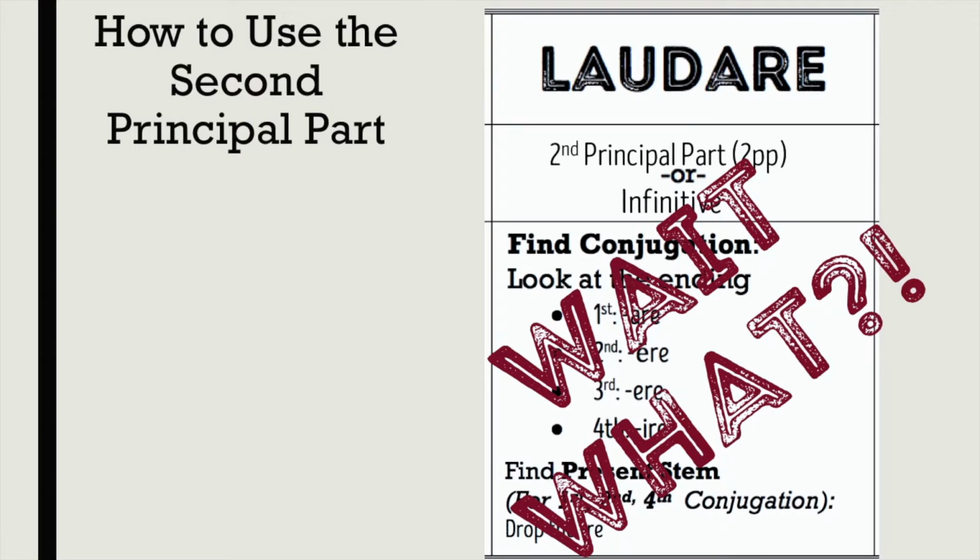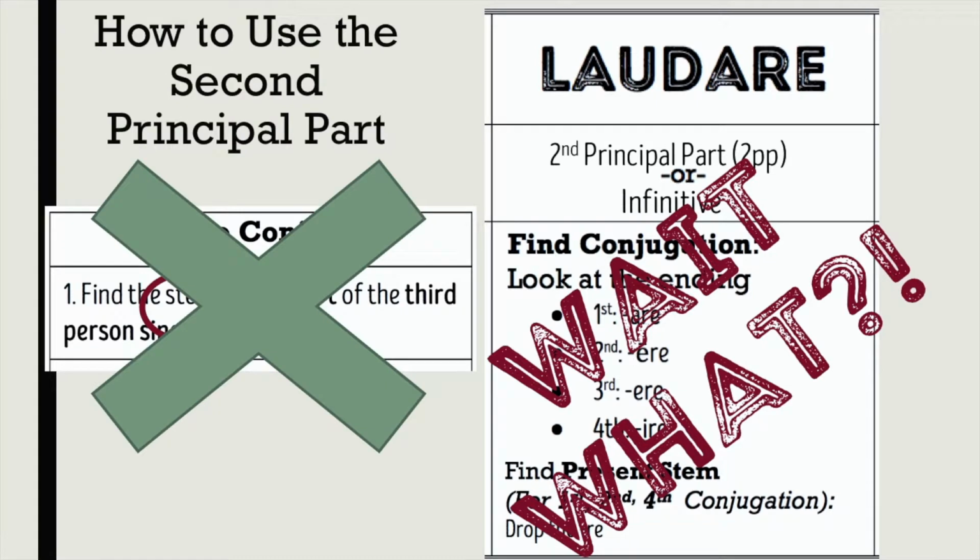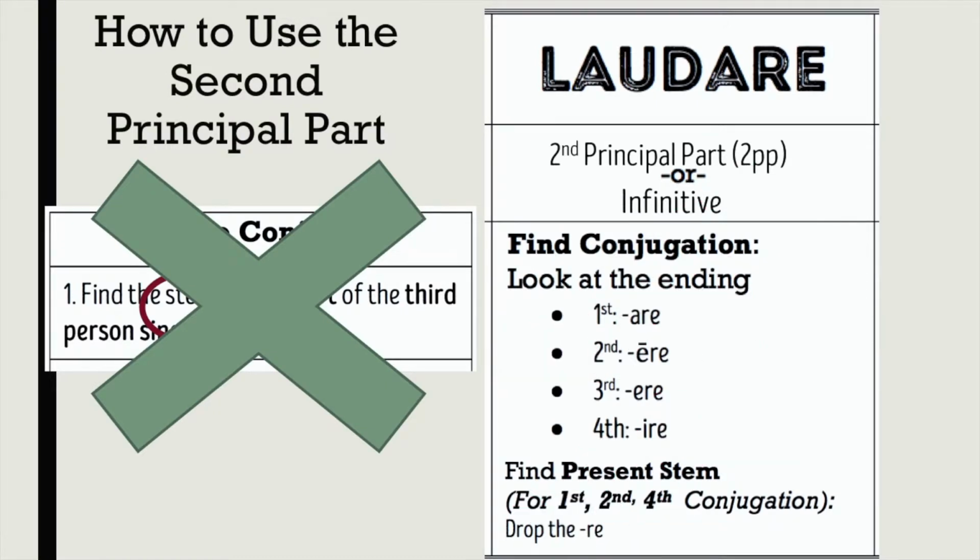We already know how to find the present stem. And to do that, we drop the T. You know what? That's not how you find the stem anymore, because now you're big kids, so you got to find the big kid way of doing it. So that's no longer our way. Instead, again, you're going to drop the RE off that second principal part for first, second, and fourth conjugations.